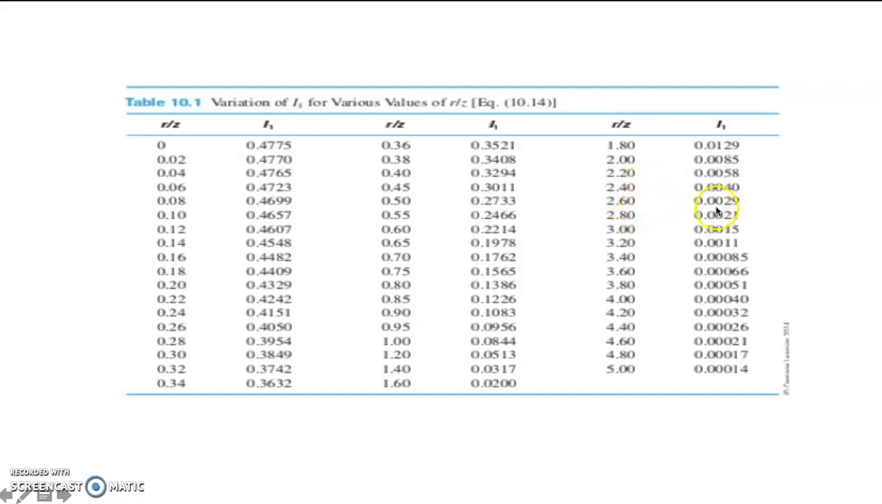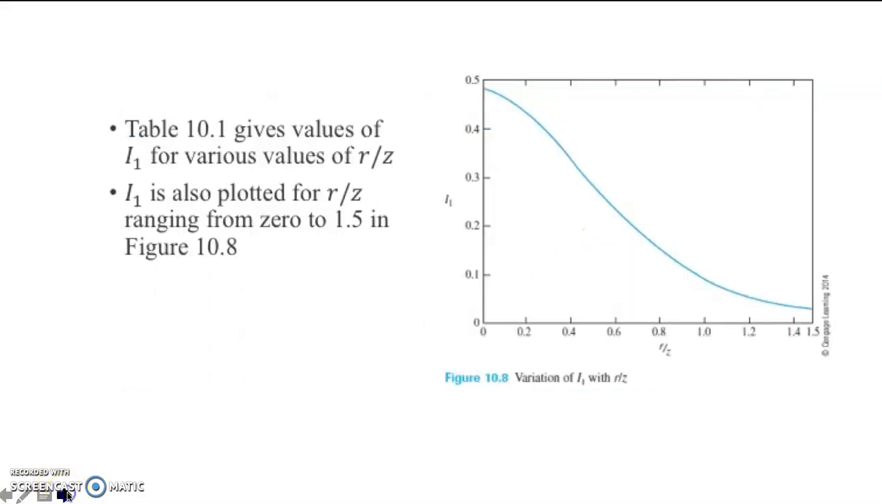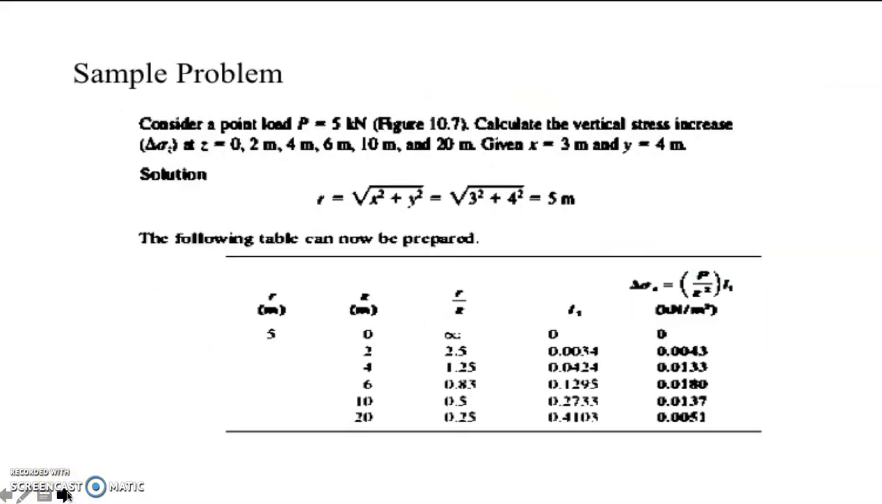And they have a specific value for that, you can interpolate. Then you can have the value for R over Z, which is 2.5, and I sub 1 is 0.0034. So once you have the value now for I sub 1, for the specific value for the ratio between R over Z, you can simply substitute into our equation for the stress at a certain point due to the point load. This is the equation P over Z squared times I sub 1.